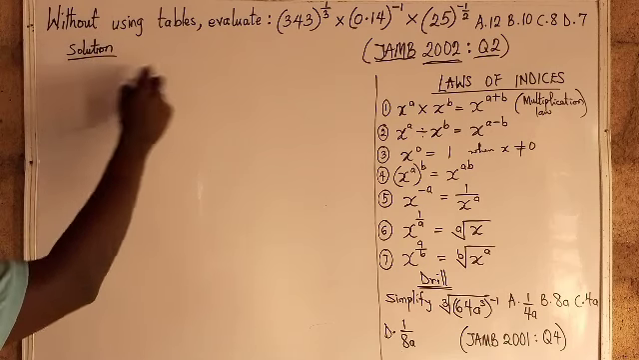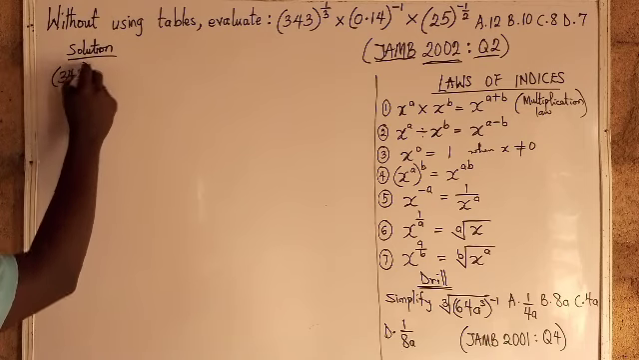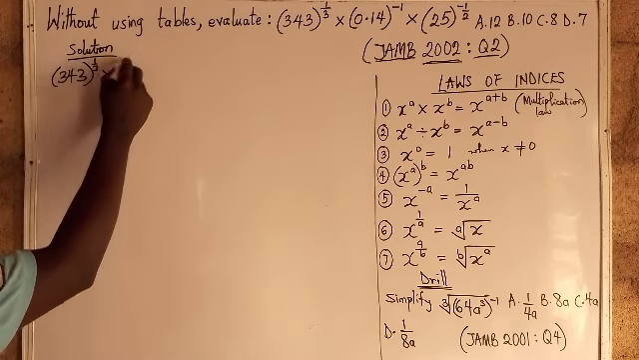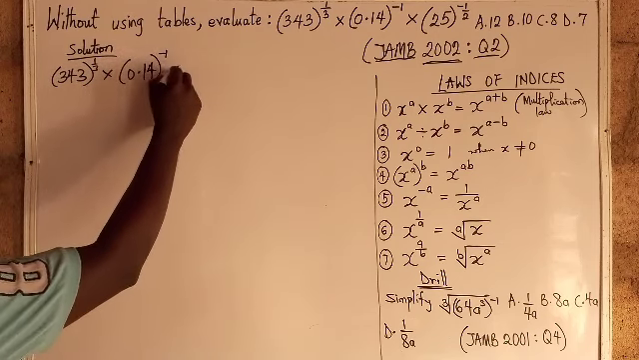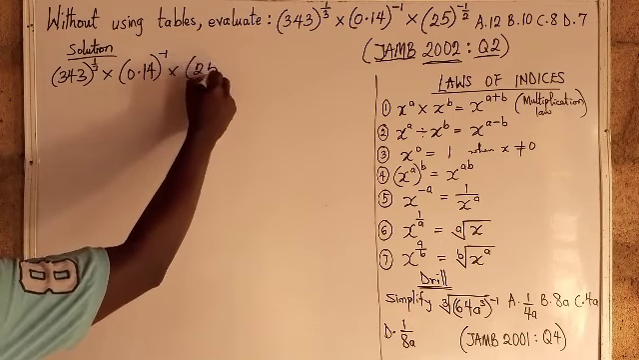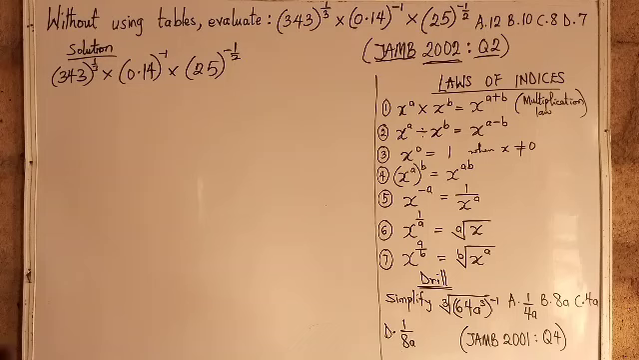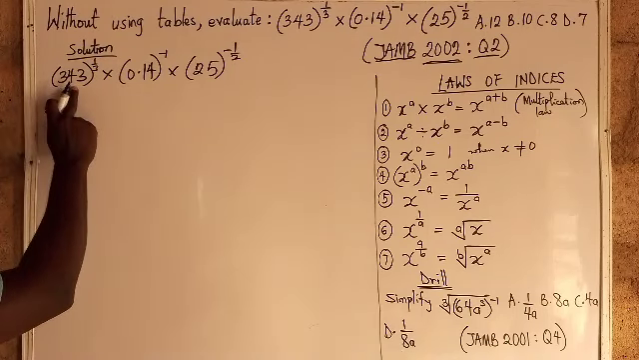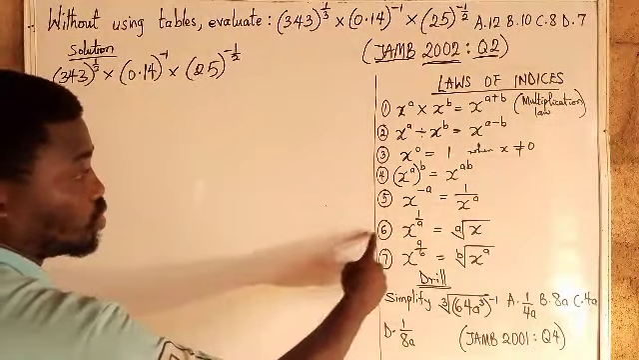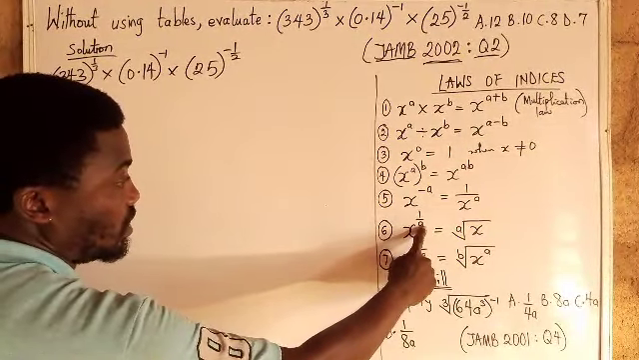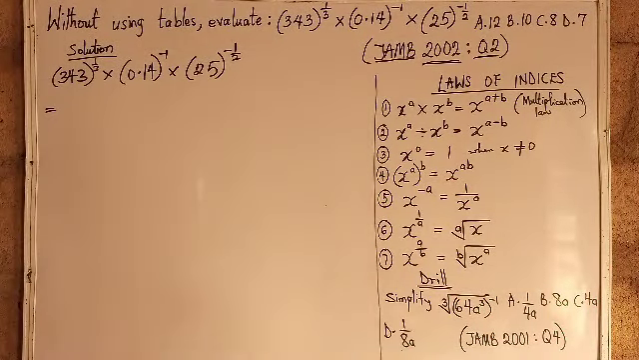Solution to the question that we have before us. We have 343 all raised power 1 over 3 multiplied by 0.14 all raised power negative 1 multiplied by 25 all raised power negative 1 over 2. The denominator in the power forms the root, just like we have in law 6. So the denominator here is 3, so that is the cube root of 343.